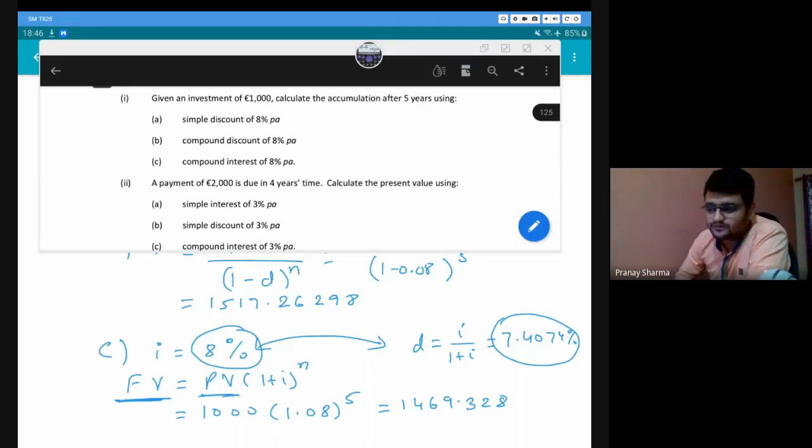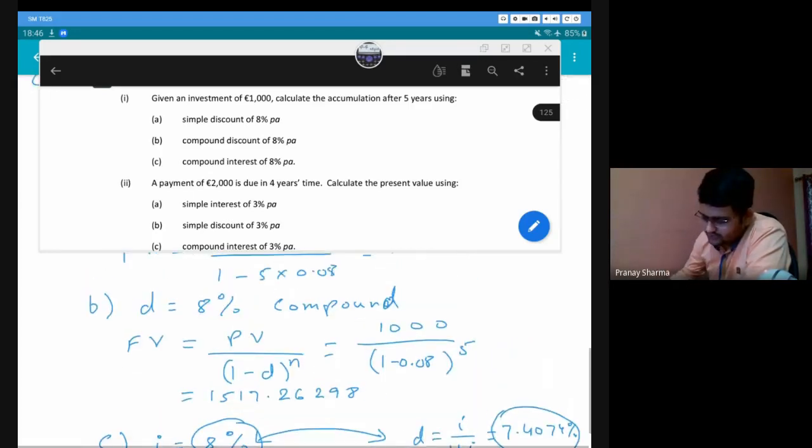They are not equal. Why are they not equal? Because this is 8%, this is 7.4%. So definitely they are not equal. But they are called equivalent rates because they give us the same cash flow. I can convert one into the other and use the other and I will get the same answers. Same thing I can do, I can find the equivalent rate here.